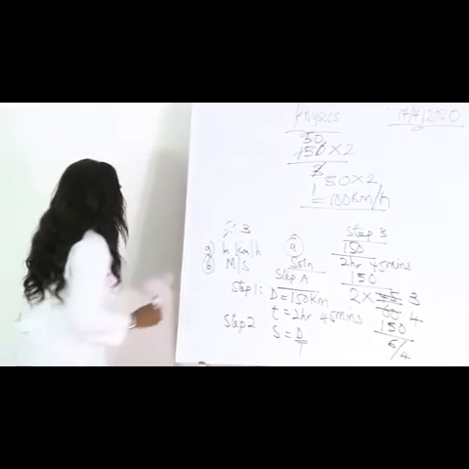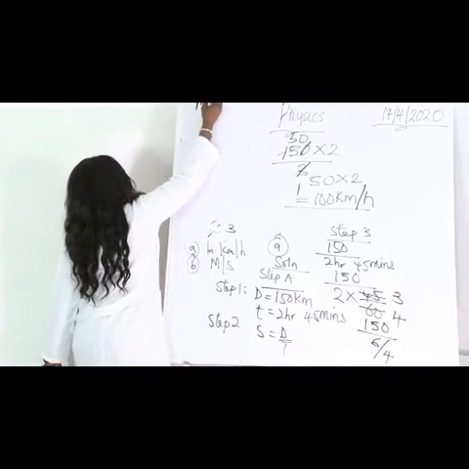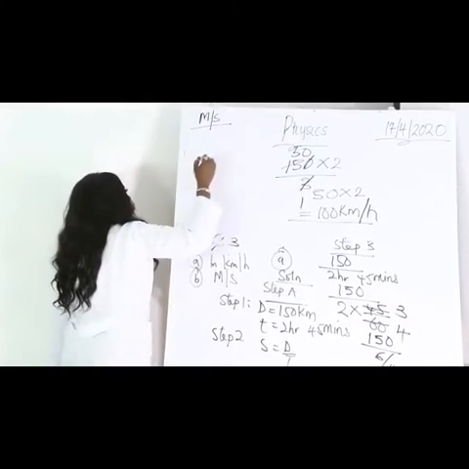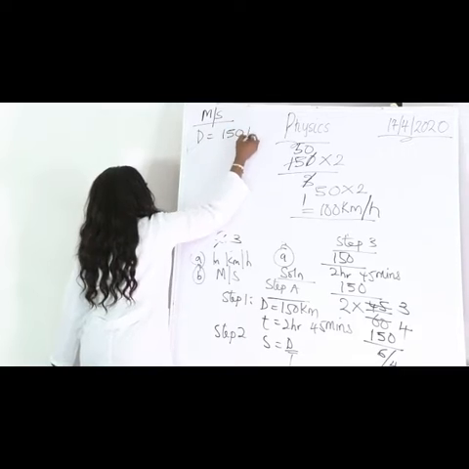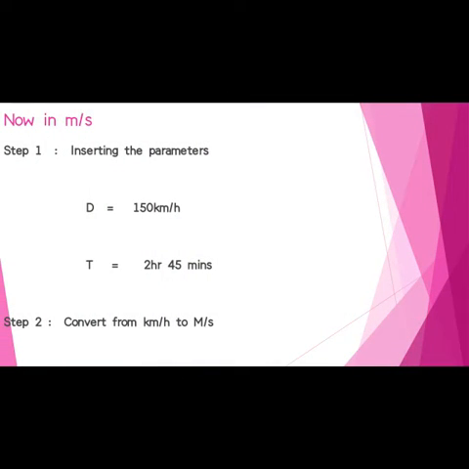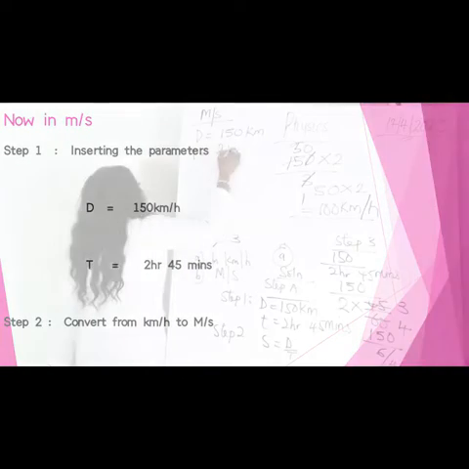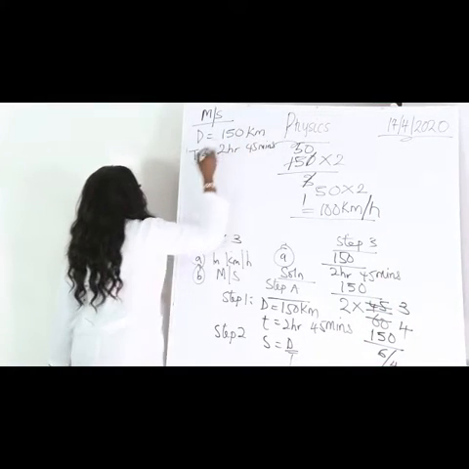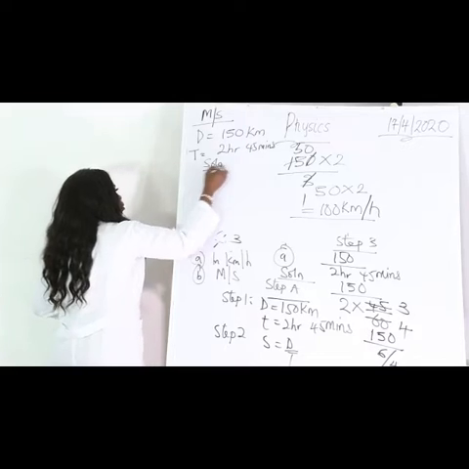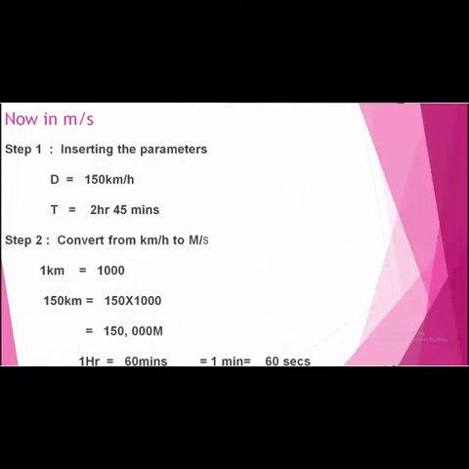For meter per second, we already have that distance is 150 kilometers. We have our time as 2 hours 45 minutes. So the solution here is still in the same dimension of solving in distance over time, but there's a slight difference.